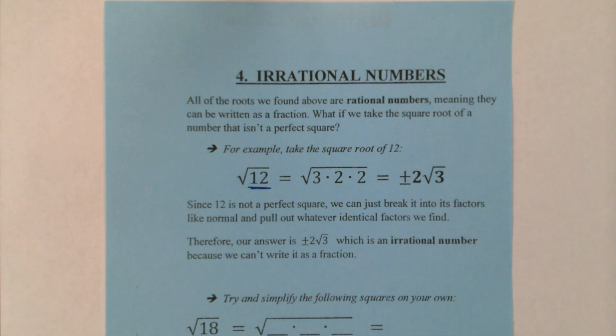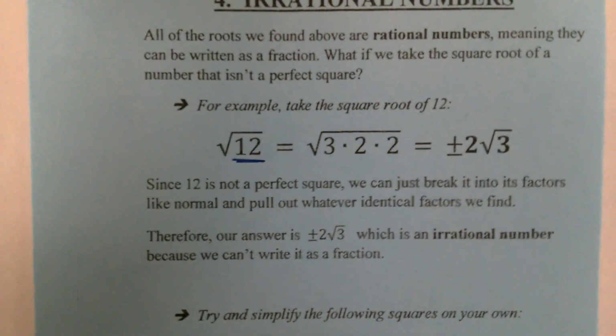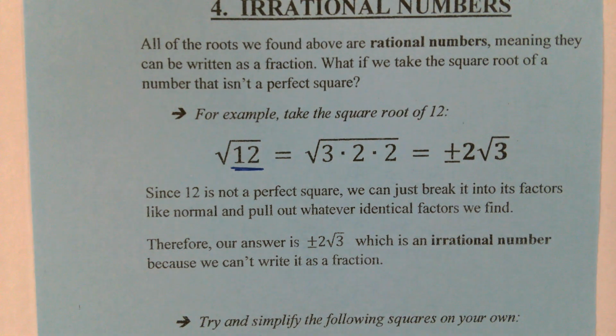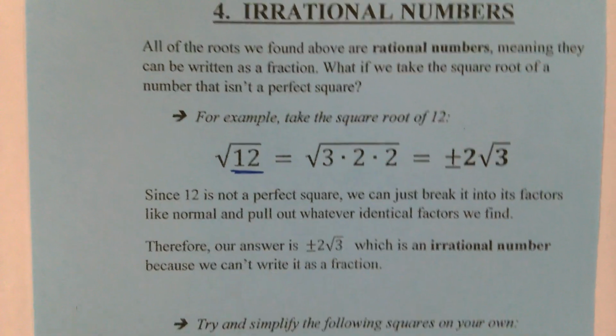What's the next perfect square? 16 is a perfect square. 12 falls somewhere in the middle, right? So when we don't have all identical factors for us to take out, all we do is take out what we can and leave whatever doesn't have a matching pair. So if we have 12, right?